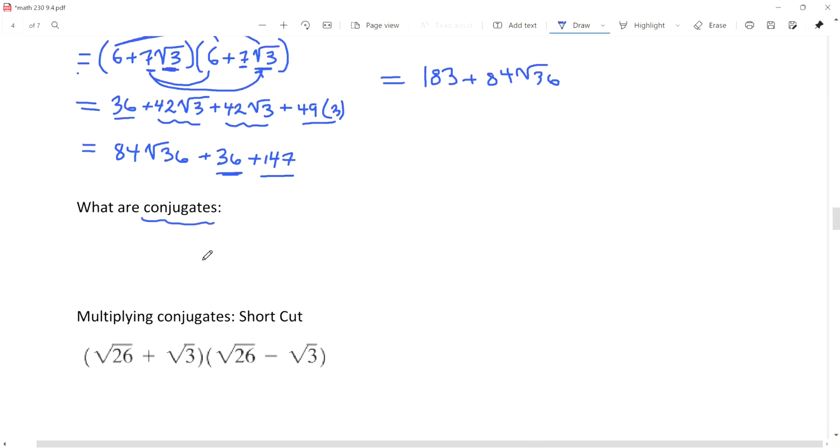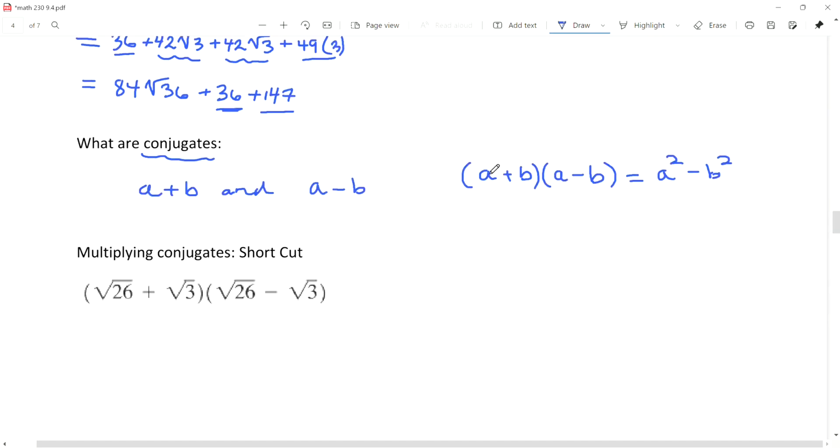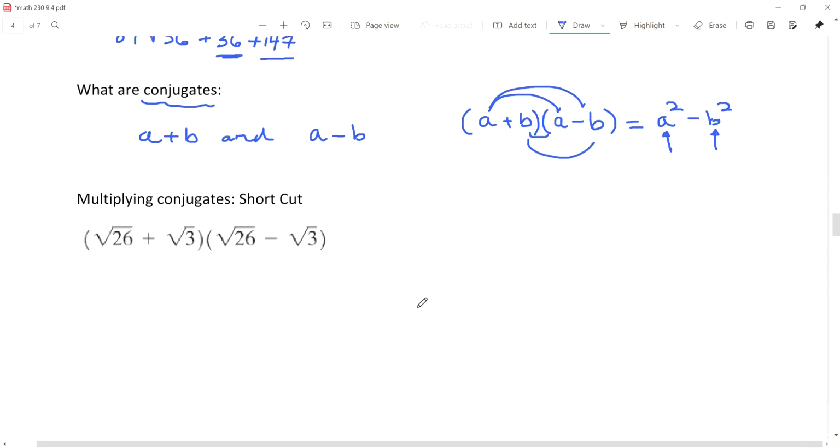What are conjugates? Well, conjugates are of the form a plus b and a minus b. Now, why do we care about conjugates? Well, the nice thing is, if we multiply two conjugates together, you actually get something very simple. You get a squared minus b squared. We could FOIL this out if we wanted to, but just be aware that you're going to get the same solution as just doing a squared minus b squared.